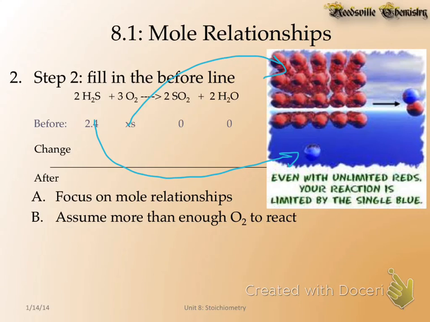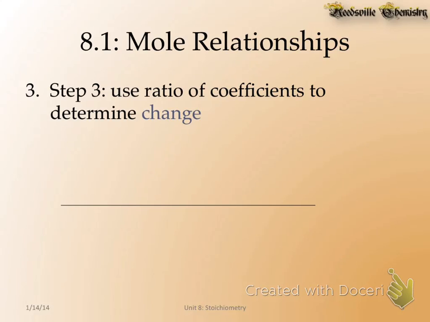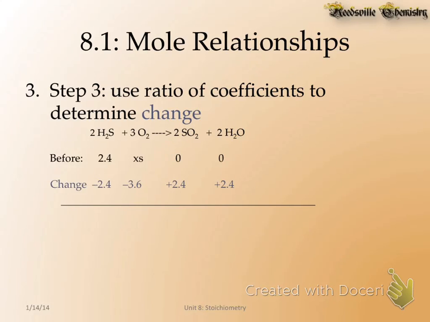We call that the limiting reactant, and that is the blue material right here. Even though I've got all these reds up top, I can only make that little bitty product right there on the right side. Okay, so we've got the before line filled in. Step 3, we're going to use ratios of coefficients to determine the change. Probably the most difficult part in the BCA table.